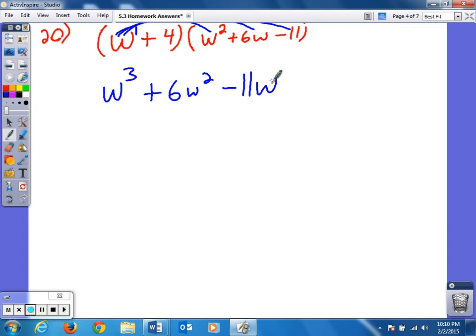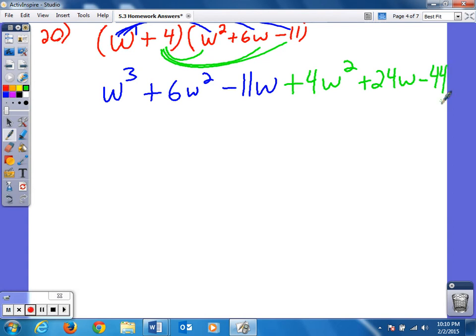So now we've taken the w and distributed it through the second set of parentheses. Let's do the same thing with the 4. 4 times w squared will give 4w squared. 4 times 6w will give 24w. And then 4 times negative 11 will be negative 44. Now we need to combine like terms.